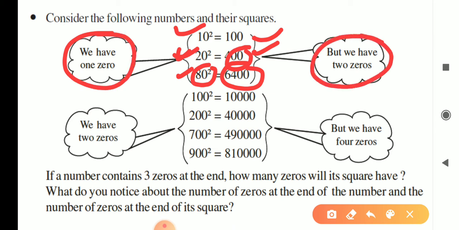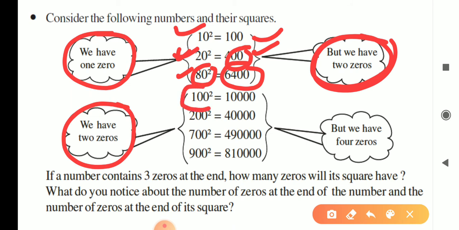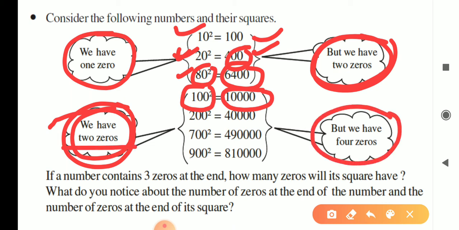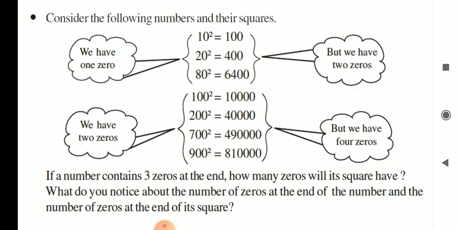If we have 1 zero in the number, the square of that number always has 2 zeros. If we have 2 zeros in the number, then the square has double, that is 4 zeros. If we take 100, then the square has 4 zeros.